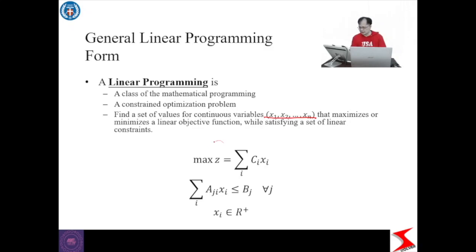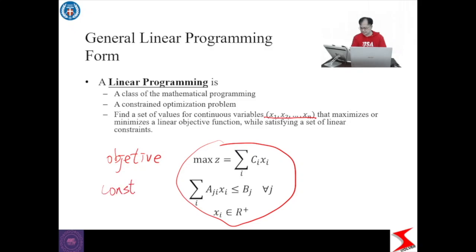We write it down in this form. Start from the objective, then constraints. And all of the decision variables xi belong to the nonnegative real numbers, of course including 0.